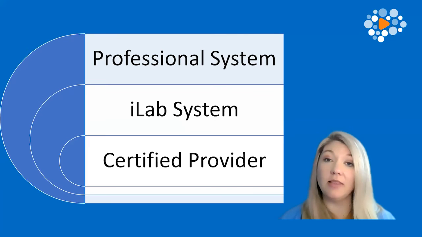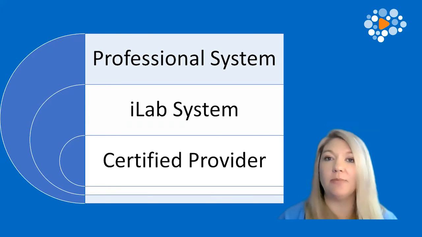We then have the iLab. So once you're a professional, if you would like to expand your program to either do group training or virtual training, you have the ability to go into the iLab system. And that gives you, again, the ability to do group training or virtual. It's not either or. When you go into iLab, you have the ability to do both. So we have maybe a group, and then you maybe have some virtual clients as well.